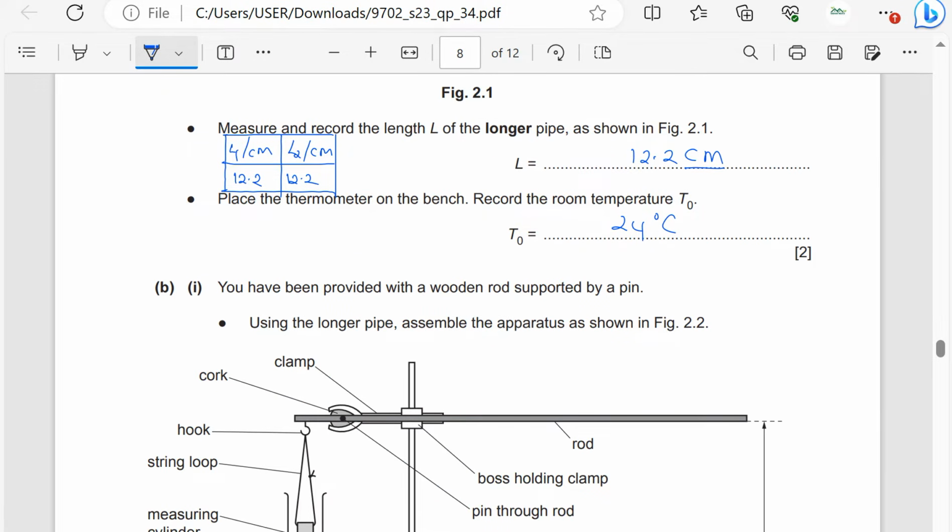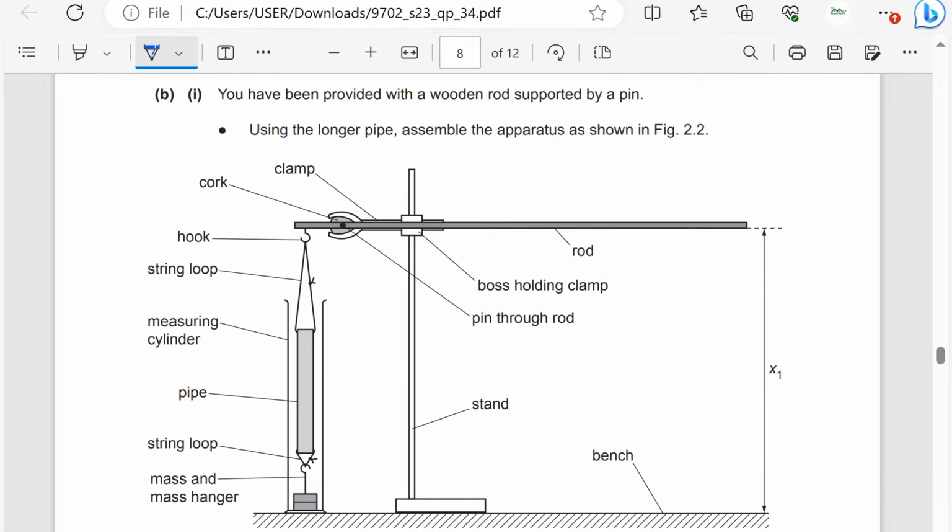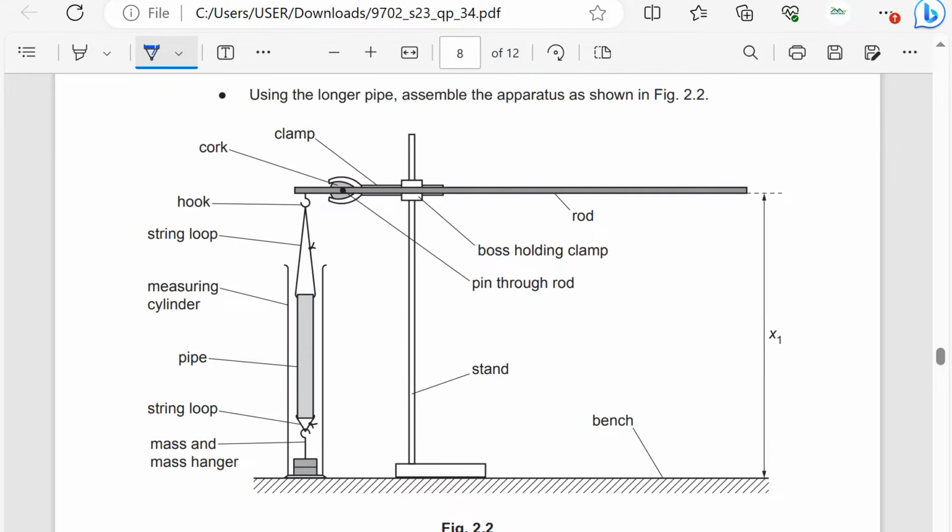You have been provided with a wooden rod supported by a pin. Using a longer pipe, assemble the apparatus as shown. So my student assembled this apparatus. My student took a picture of this assembled apparatus, and it is what is on the front page of this video, on the cover of this video. So this is how the assembled apparatus looks.